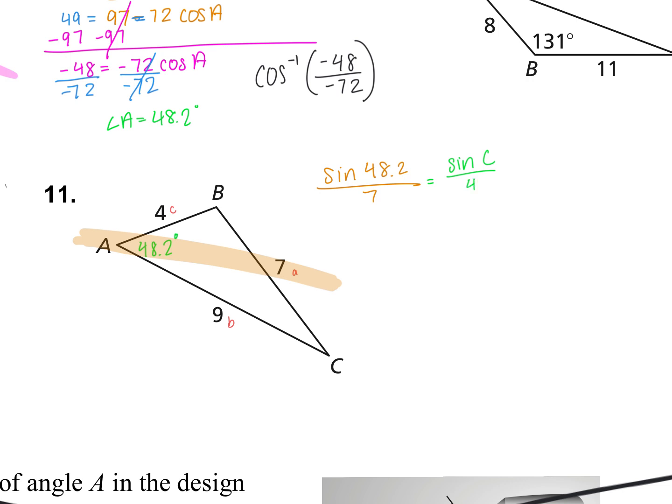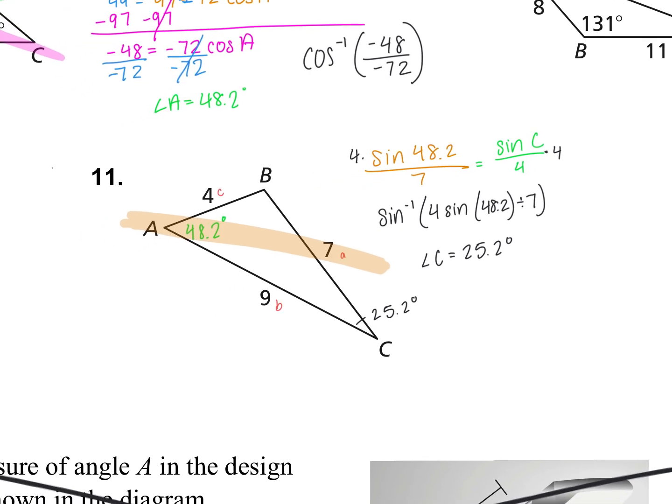Same thing as before. I'm going to multiply 4 to both sides. And because I'm solving for an angle, I have to plug in the inverse. Open parentheses, 4 times sine, the parentheses is going to open on your calculator, 48.2, close the parentheses, divided by 7. And with that, you're going to get angle C equals 25.2 degrees.